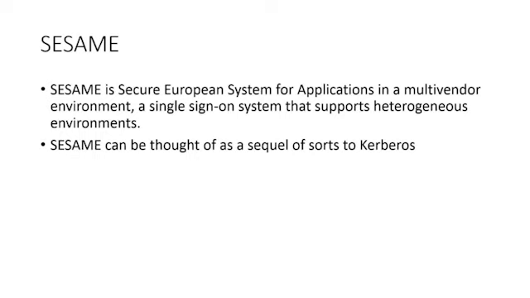Now, over in Europe, the European system, they have actually improved upon Kerberos a little bit because Kerberos doesn't have the confidentiality on the back end. It doesn't use encryption for those tickets. So SESAME, right? SESAME is the secure European system for applications in a multi-vendor environment. It is a single sign-on system that supports heterogeneous environments. So different environments out there.